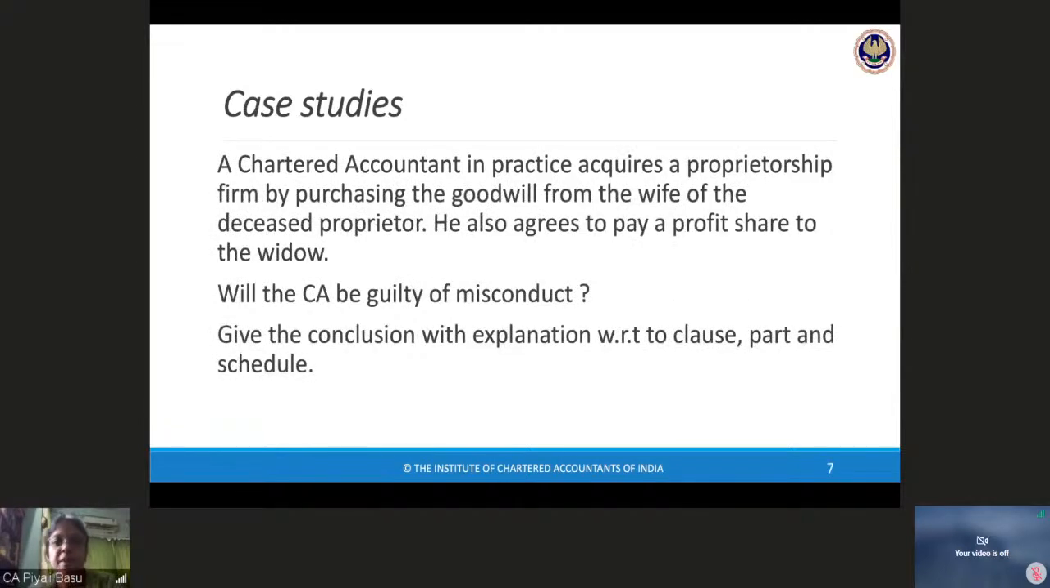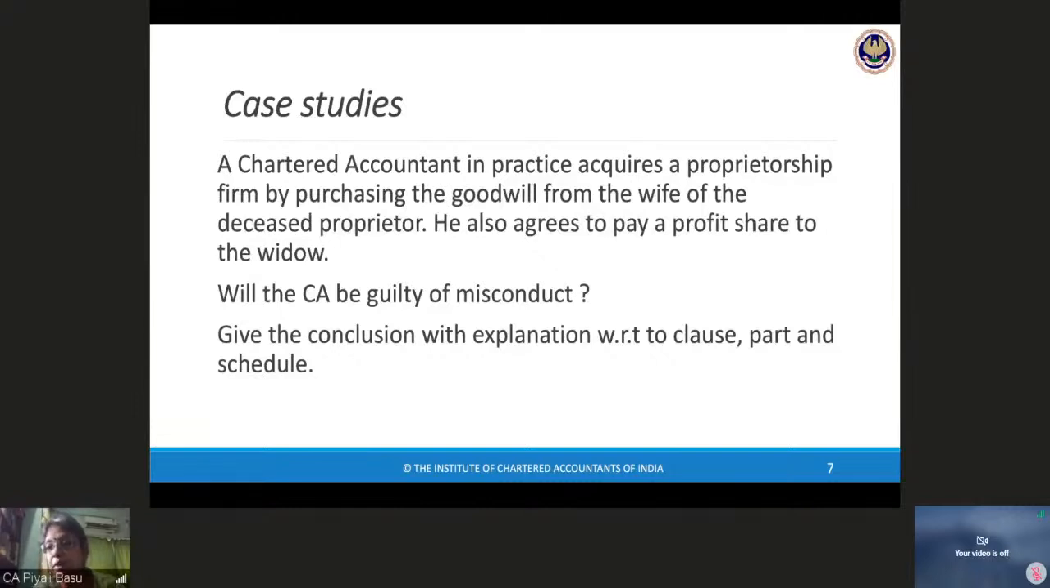The last one: a chartered accountant in practice acquires a proprietary firm by purchasing the goodwill from the wife of the deceased proprietor. He also agrees to pay a profit share to the widow. I put this up because we didn't discuss in detail how the goodwill works. Yes, Srinivas, you are right. In detail we didn't discuss goodwill, but that's why I thought let me put up a case study here.